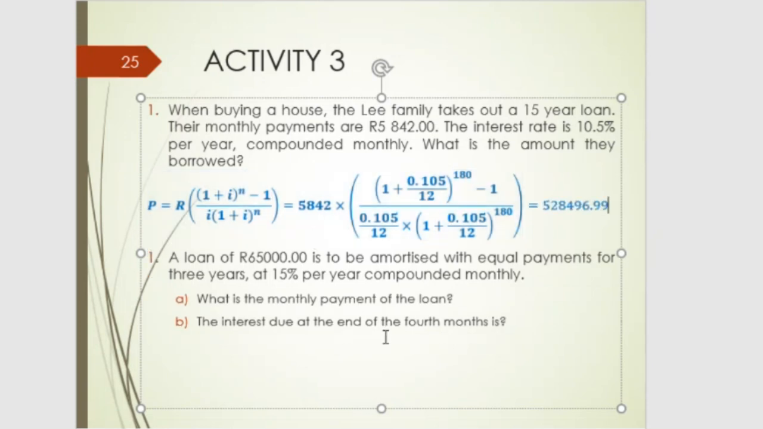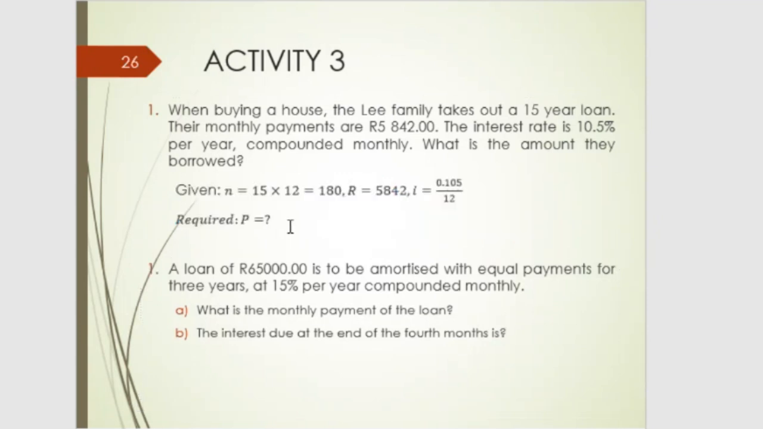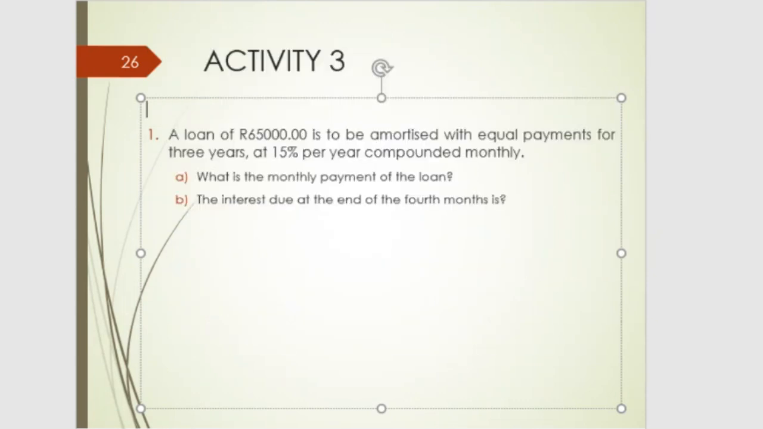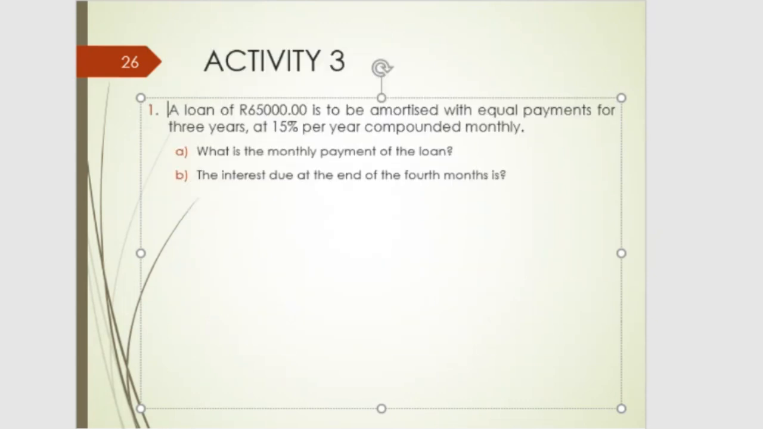All right, the last one for the day. Let's look at this one. Okay, let me do it from this page. It says a loan of 65,000 is to be amortized with equal payments for 3 years at 15% per year compounded monthly. What is the monthly payment of the loan? The second one, the interest due at the end of the fourth month.